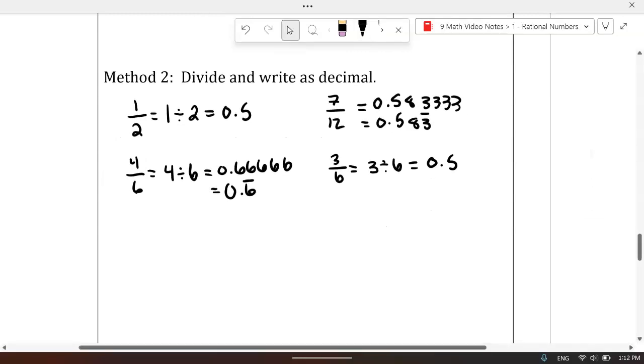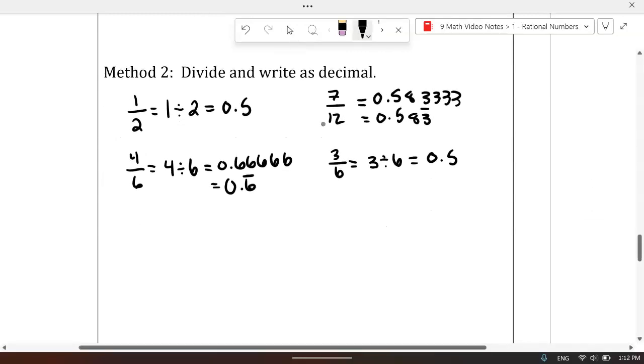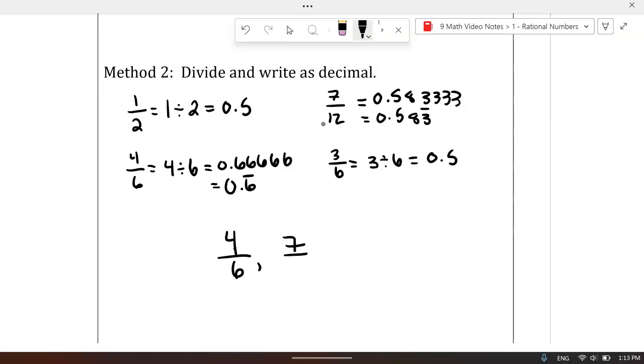So, when I look at this one, 0.6 repeating is the biggest one out of all of them. So I know it's going to be 4 over 6. And then my next biggest one here is going to be 0.583. But I don't want to write the decimal, I want to write the fraction because that's how it was posed in the question. So 7 over 12. And then these two fine folks are exactly the same. So I'm going to say 1/2 and then 3 over 6.